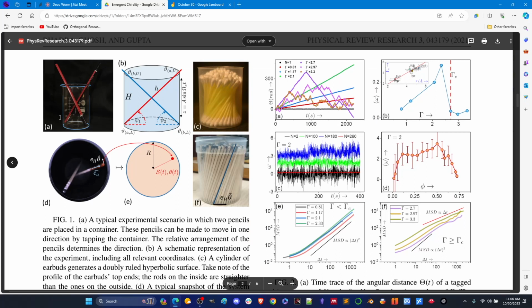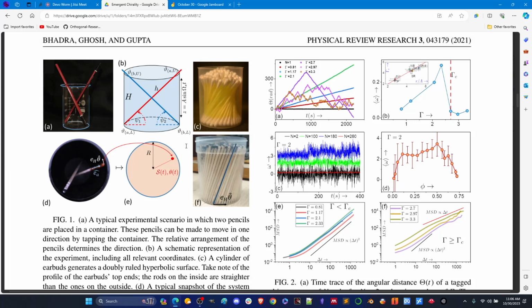So here's where they do a very simple experiment. They have this simple experimental scenario where two pencils are placed in a container, as you see in A. Then in B, you have the schematic representation of A, where you have this angle at the bottom of the container to the top of the container for each pencil, and they're aligned opposite one another.